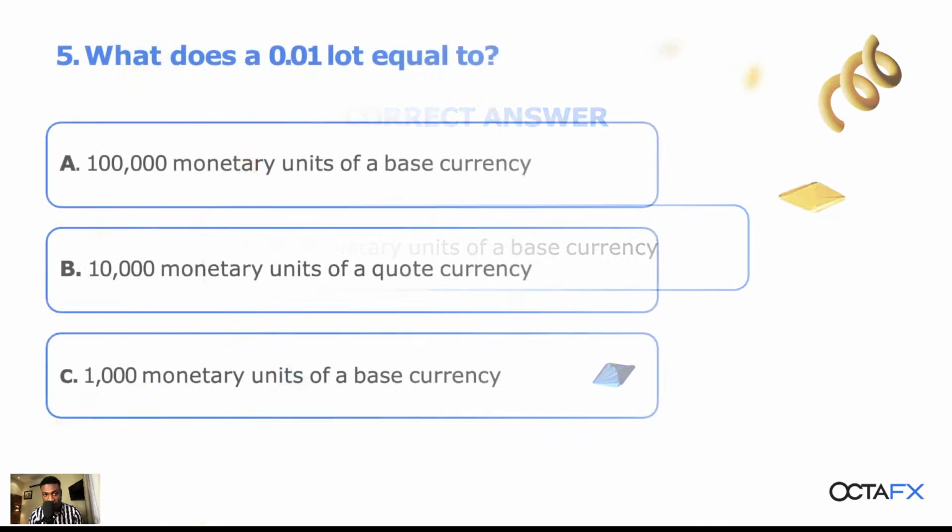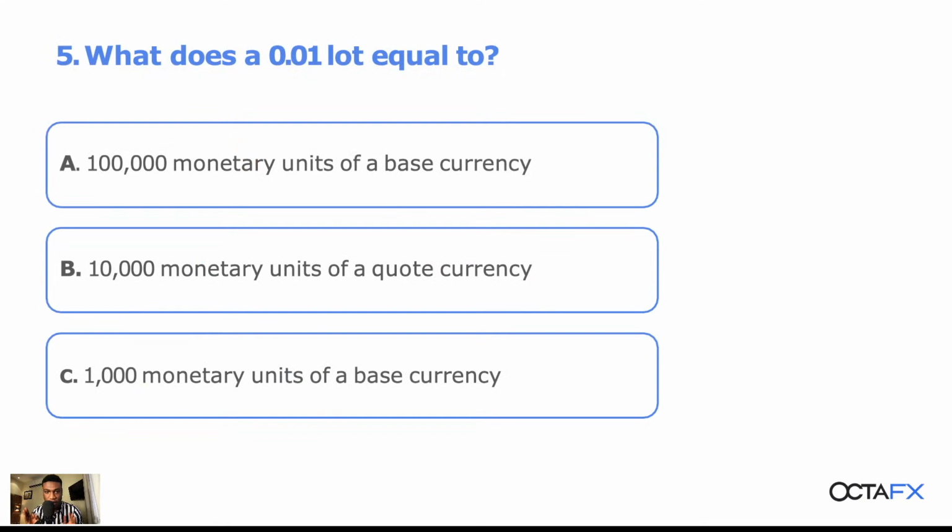In Forex, we have 3 types of lot size: the standard lot size, the mini lot size, and the micro lot size. Now, a standard lot size contains 100,000 units, right? The mini lot size contains 10,000 units, and the micro lot size contains 1,000 units.